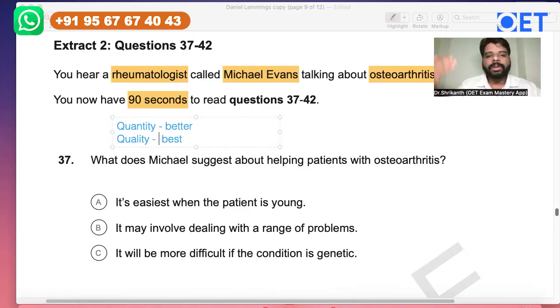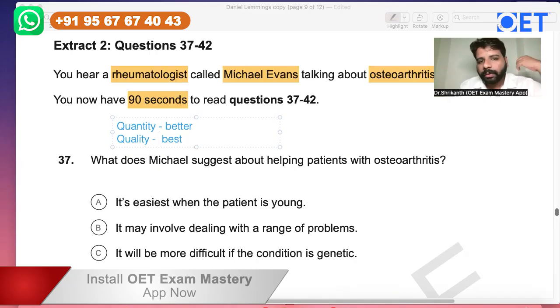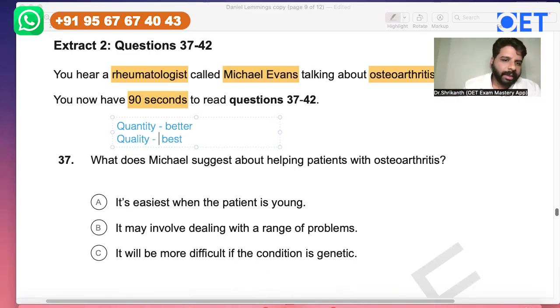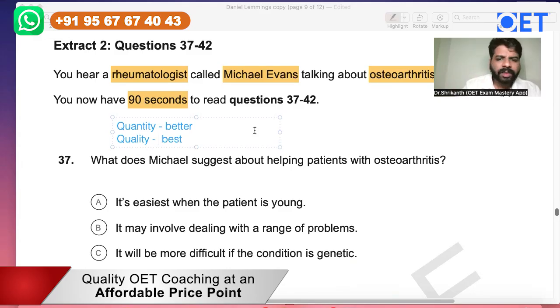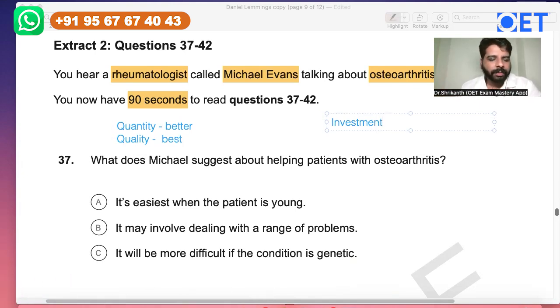So when the audio plays, they can use a lot of synonyms. They can use a lot of different words. But since you read with a lot of clarity, you will be able to select the correct answer. So it should always be an investment of time. Okay, so when you get 90 seconds, it should always be an investment of time. That is, the benefit should come in the future. All right, so that's very clear, right?